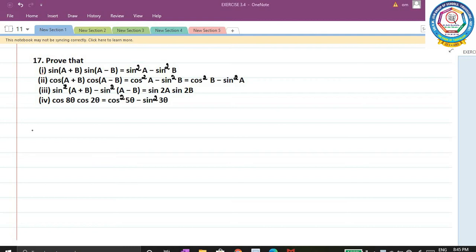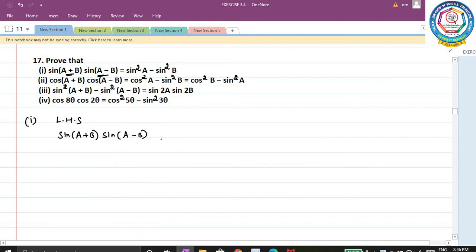Question number 17. Prove that, here 4 subdivisions are given. First subdivision: sin of (A plus B) into sin of (A minus B) equals sin square A minus sin square B. We have to prove. For the first subdivision, I am going to take the left hand side quotient. So what is the left hand side quotient? Sin of (A plus B) into sin of (A minus B).